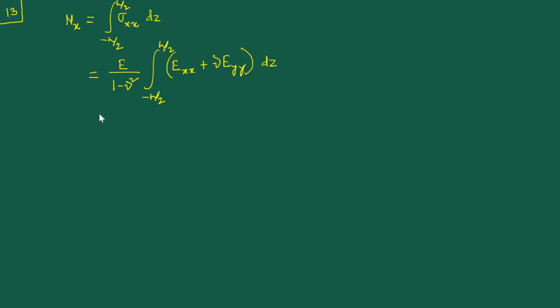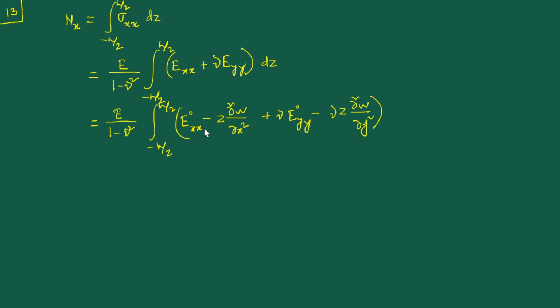All right, so once we have these things, we can hope to make a connection with whatever we had written in the previous page, because we know that this Exx is Exx naught minus z del square w del x square, and this one here can be written as Eyy naught minus nu z del square w del y square dz.